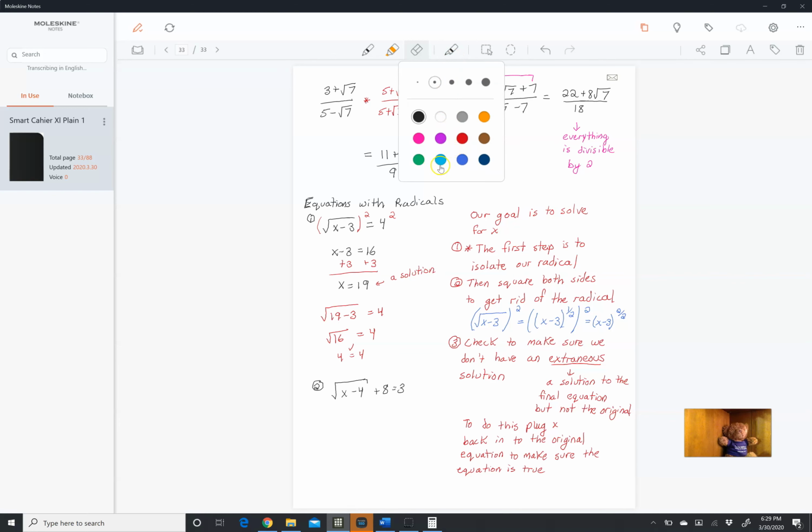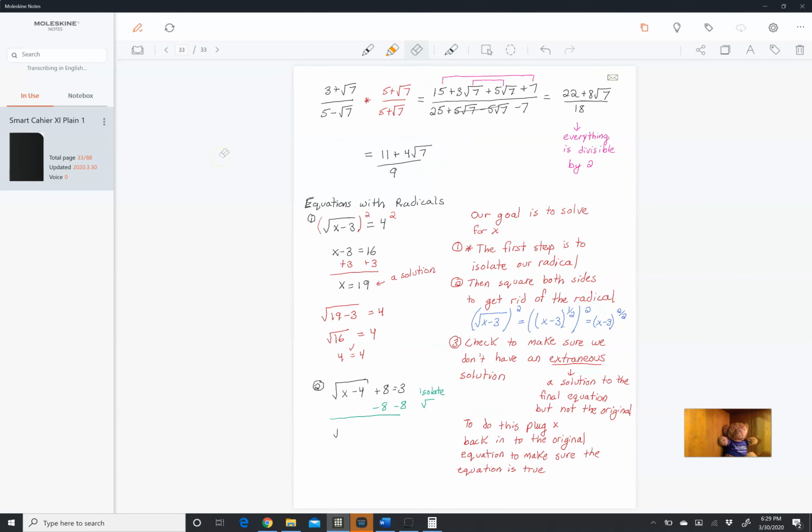Let's put this in green, just so that, again, you see it's a different problem. So we're going to subtract 8 from both sides. We're isolating the radical first. Okay, that's always our first step. So this gives us square root of x minus 4 is equal to negative 5. And that's fine. Okay, you can have a negative number.